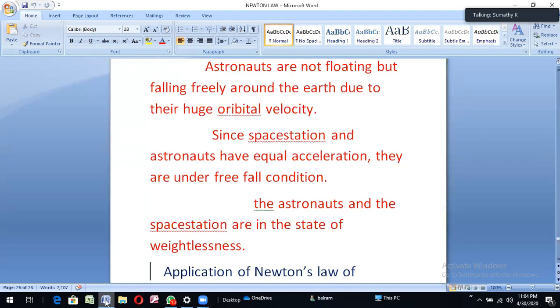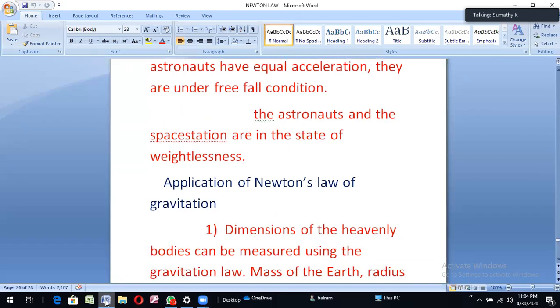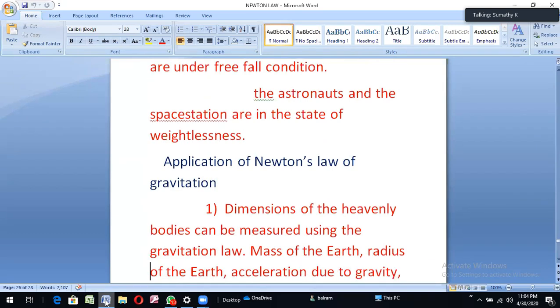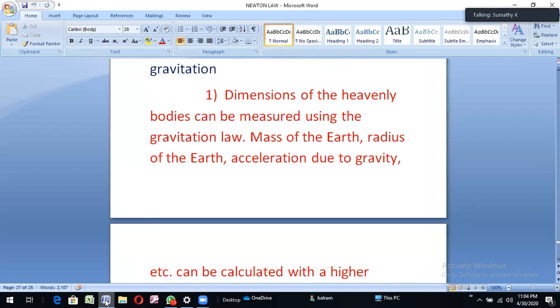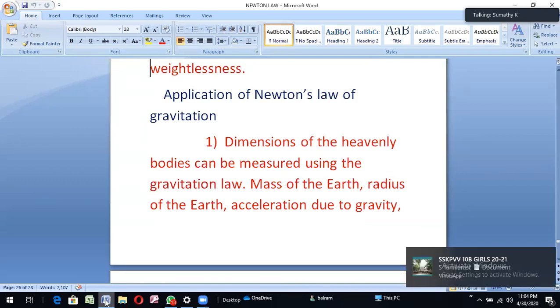Understand? Next one. Now, applications of Newton's law of gravitation. First one, dimensions. What are the dimensions? Dimensions means measurements. First the mass of the earth, the radius of the earth, the acceleration due to gravity, and the gravitational force. These are all measured by the gravitational law. Applications means they are useful for Newton's law of gravitation.